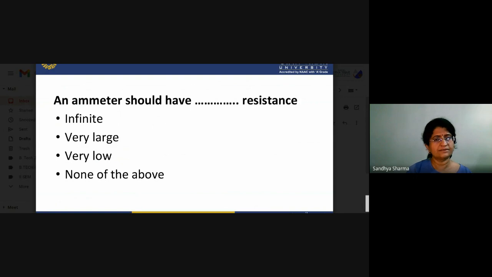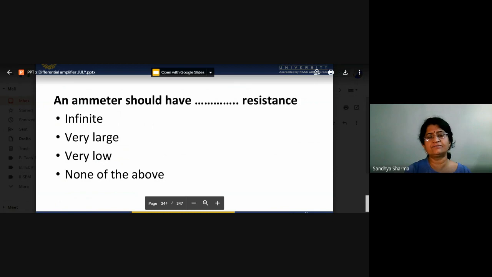So I think it will be better to understand why we are using the function generator, why we are using the CRO, why we are using the multimeter, and how we can read the AC and DC values by using the multimeter.